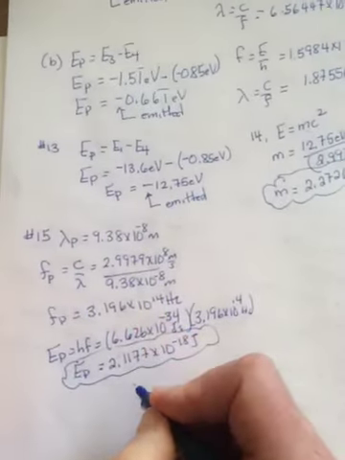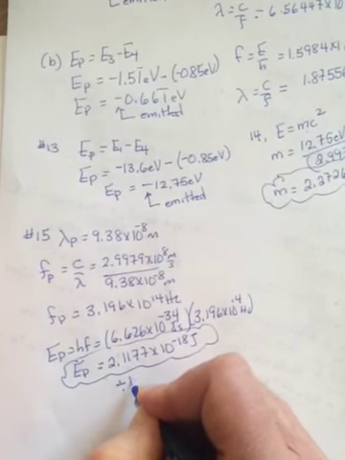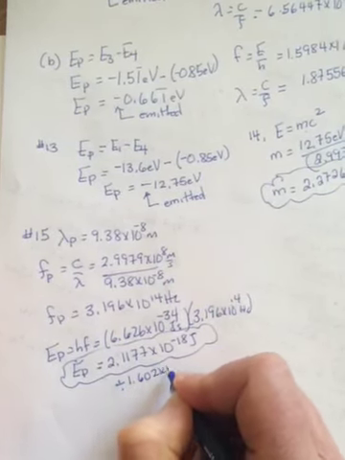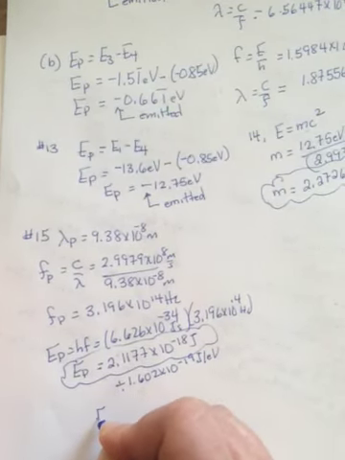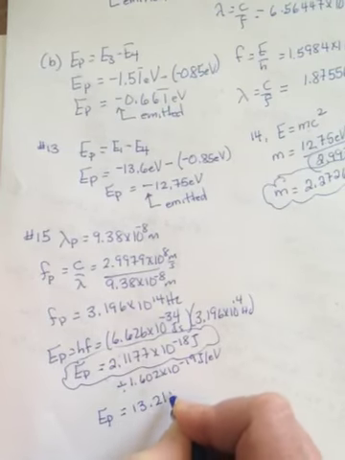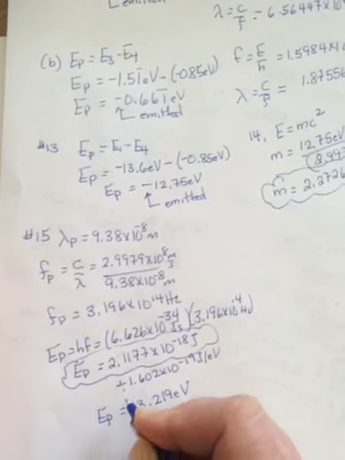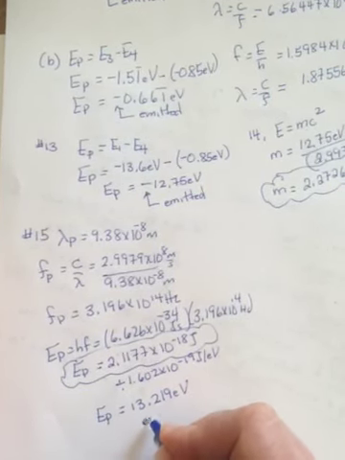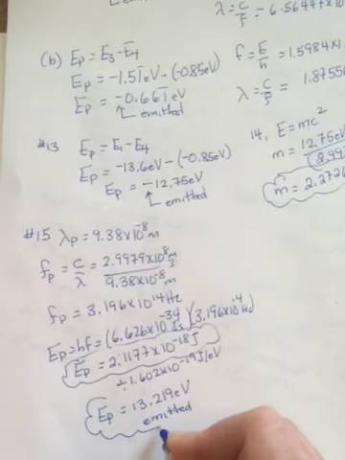I'm going to need to convert this to electron volts. So divide by 1.602 times 10 to the negative 19 joules per electron volt. And when I do, I get an EP of 13.219 electron volts. Okay? And it's falling down, so this is being emitted. And that's going to become important when I go to the next step.